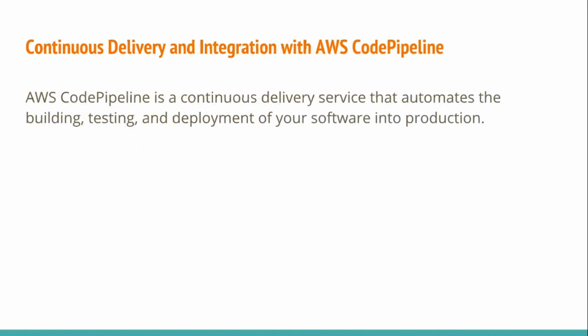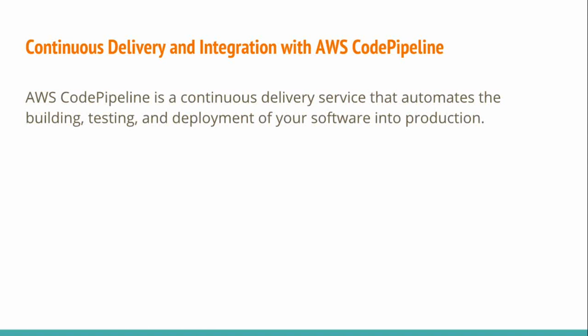AWS CodePipeline is a continuous delivery service that automates your build, test, and release deployment process of your software to the production environment. Okay, so here we have to know what is continuous delivery and what is continuous integration.